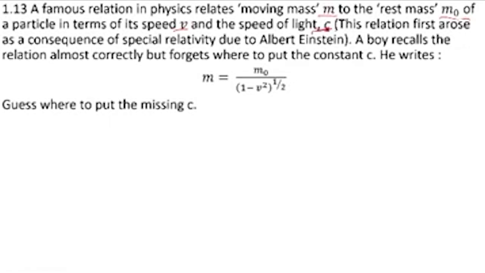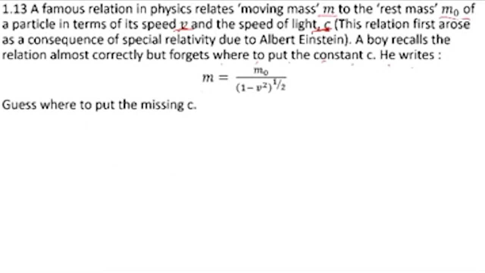So speed of light and the speed v have the same unit, that is meter per second. This relation first arose as a consequence of special relativity due to Albert Einstein. A boy recalls the relation almost correctly but forgets where to put the constant c. He writes m equals m naught upon 1 minus v square under root. So guess where to put the missing c.